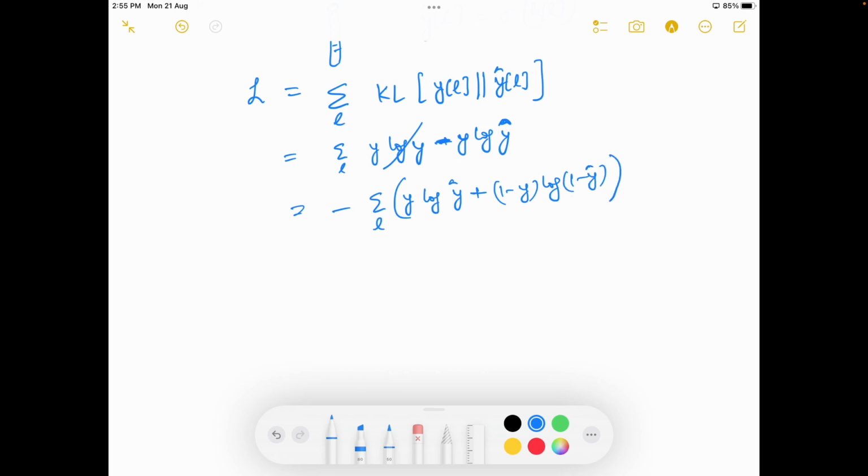So that is the loss function. Oh, L. I'm writing L in the subscript. You can write it in the brackets or subscript also. Both are fine.